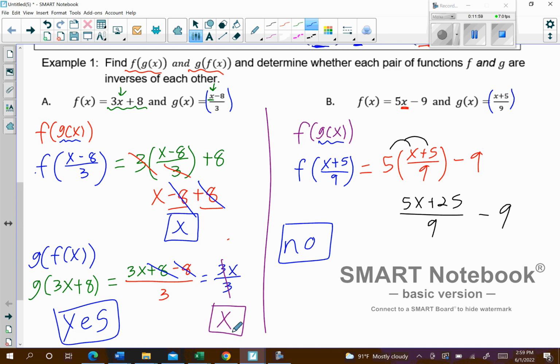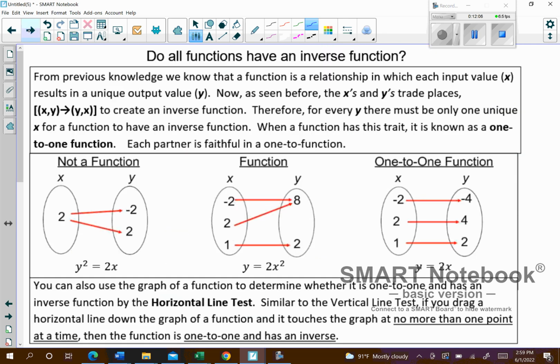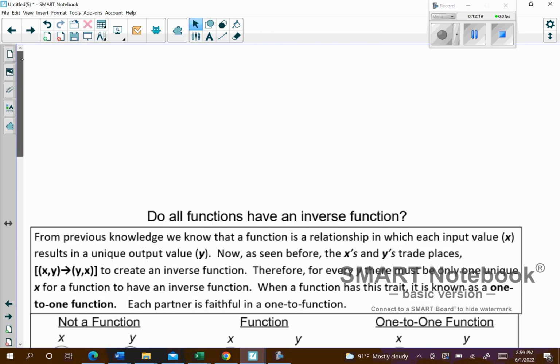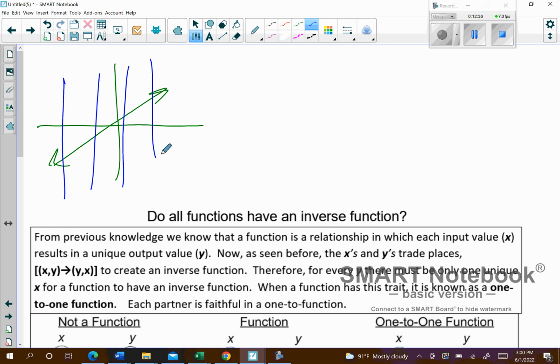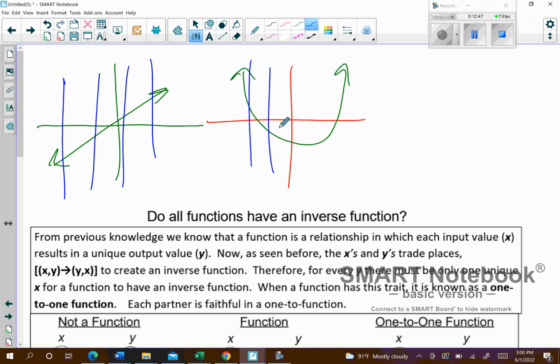Okay, now we're going to take a little deeper dive and talk about: do all functions have inverse functions? Let's review functions for a minute. If we remember, functions have to pass a thing called the vertical line test. If I have a graph like this, that would be a function, because it passes the vertical line test. What about a parabola? We've worked with parabolas. Yeah, that looks good. It would pass the vertical line test.